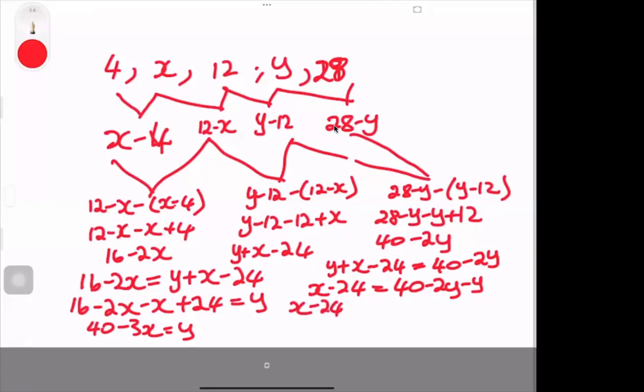And then we already know that y was equal to 40 minus 3x. y equals to 40 minus 3, and our x is 7. y equals to 3 times 7 is 21. 40 minus 21 is 19. So x is 7, y is 19. So a lot of us got it right.